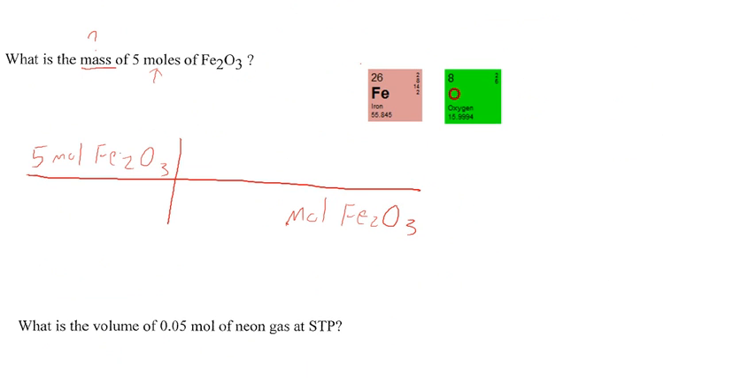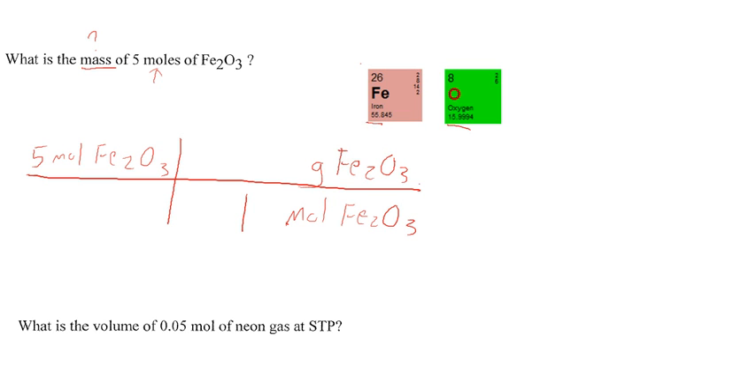So I see that I have 5 moles here. I know that 1 mole is equal to a certain number of grams. Okay. And if you remember from earlier, where do we find the molar mass? Well, we look on the periodic table. These numbers right here tell us the mass of 1 mole.